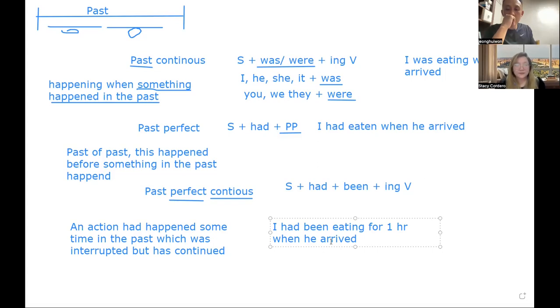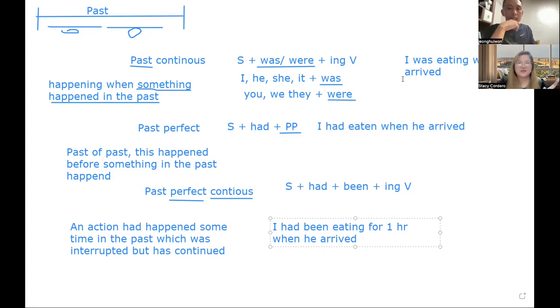Okay. But if when he arrived, you just finished eating, what will you be using again, Mr. Zhang? Present perfect. Past perfect, right? Past perfect. Yes, it's okay. No need to memorize the terms here. The most important part is that we understand when to use them.